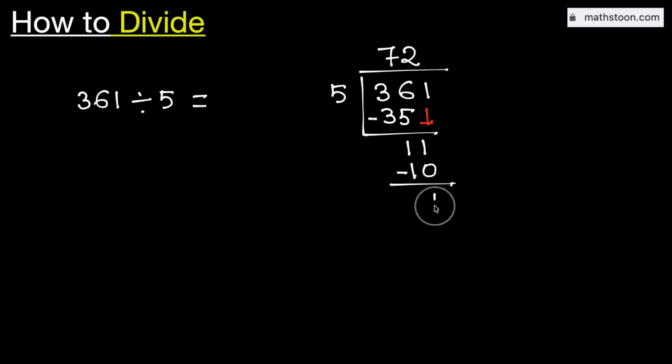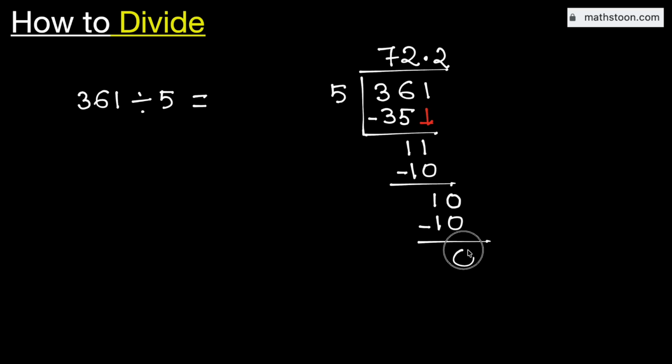Subtract, we get 1. Now 1 is less than 5, but we have no number to bring down here. So in this case, we will borrow 0, and for that, we need to put a decimal here. And we know that 5 times 2 is 10.